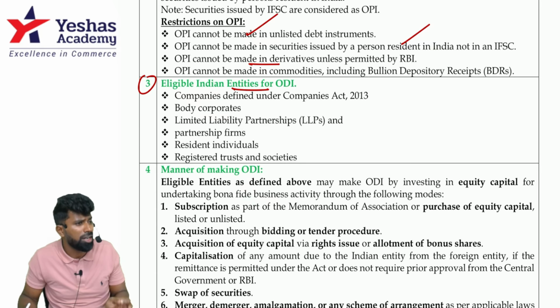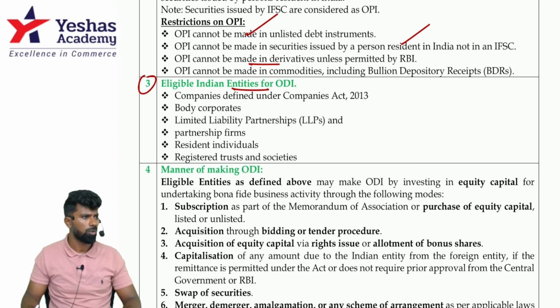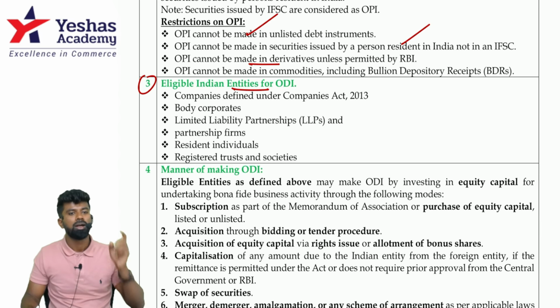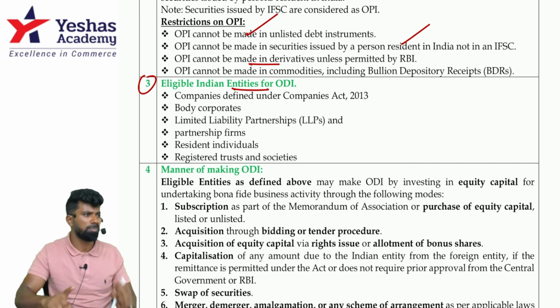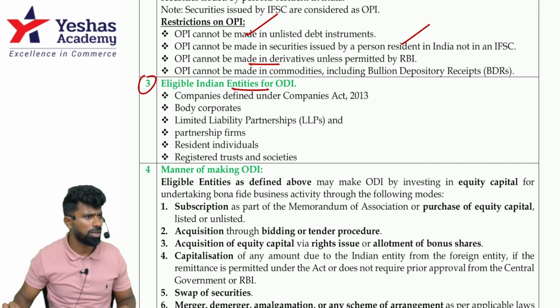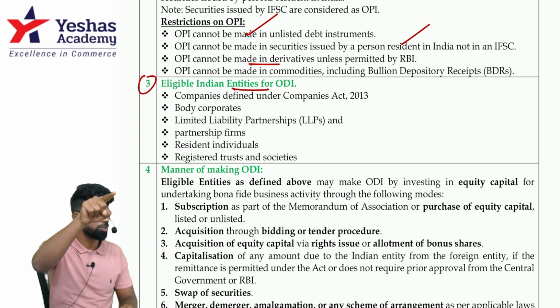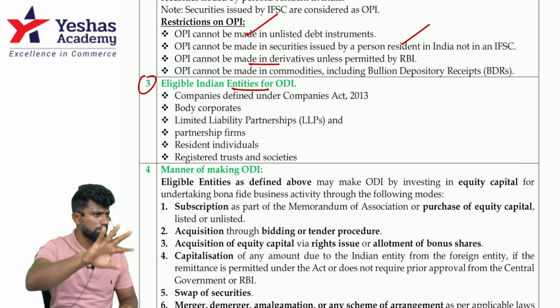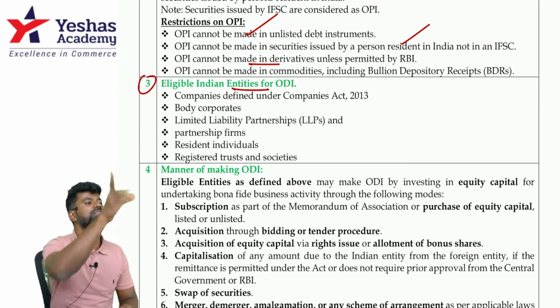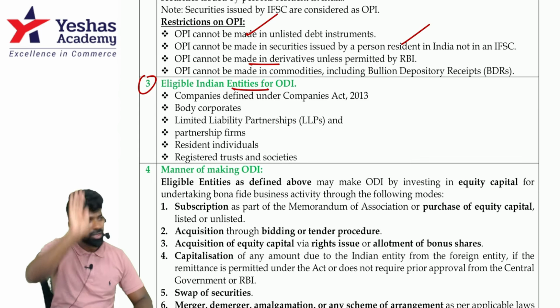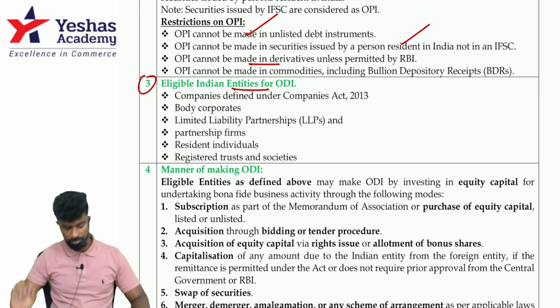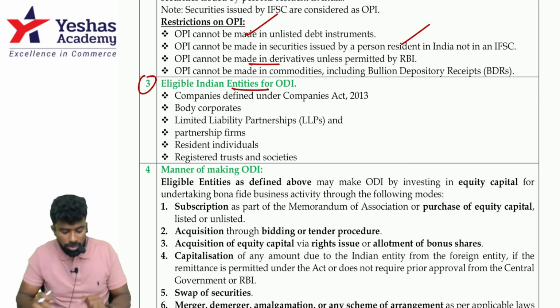Which entities in India can make ODI? First of all, what is ODI? Overseas direct investment. Simply, you invest in an unlisted company or in their memorandum of association, or in a listed company 10% or more, or even if it is less than 10% with control. It is called ODI. Other than that, it is called OPI.